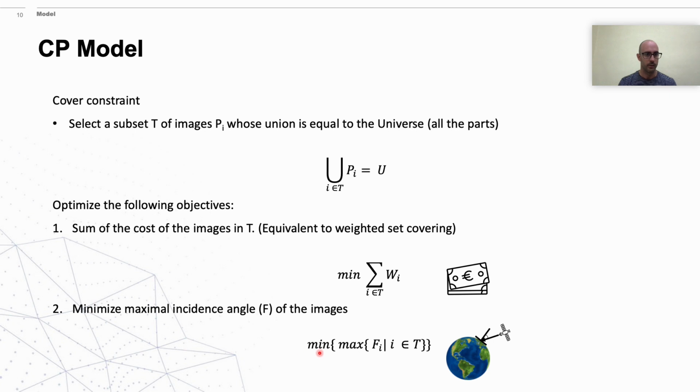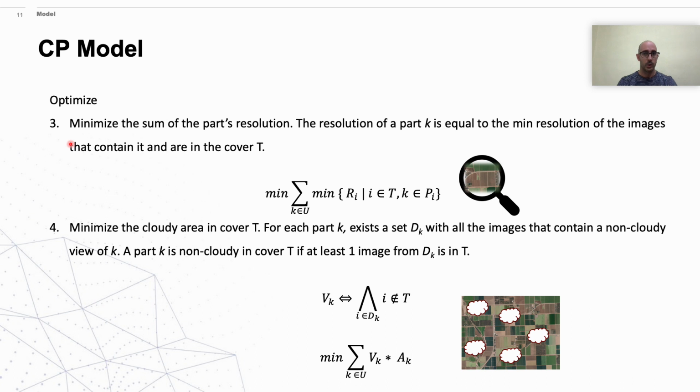The constraint that represents the incidence angle is this one, and the incidence angle is equal to the maximum incidence angle of the images in a cover. The resolution is equal to the sum of the resolution of each part. The resolution of a part is equal to the minimum resolution of the images that contain that part and are in a cover. Finally, the cloud coverage is calculated as the sum of the area of the clouds that are not covered by other images. For each part, we have a set of images that contain an uncloudy view of the part, and if none of these images are selected in a cover, then that part is cloudy.